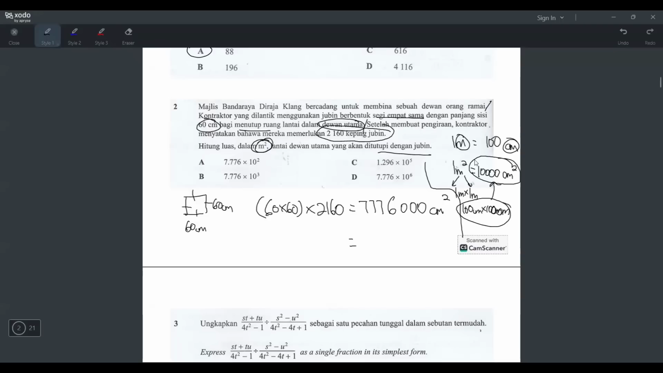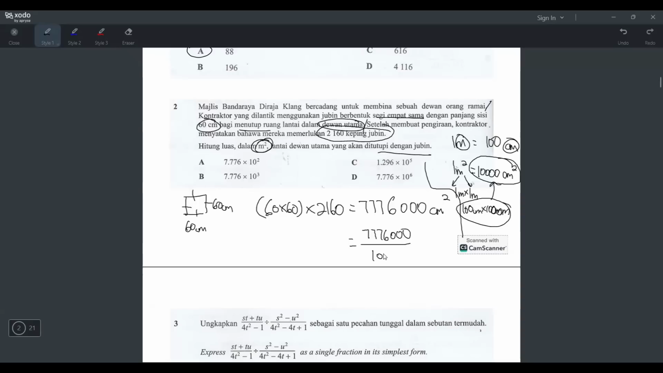So I repeat one more time. 1 meter is 100 cm, but 1 meter square is not 100 cm square, it's 10,000. Because 1 meter square is 1 meter times 1 meter, which gives you 100 times 100, which gives you 10,000. Okay, so can you tell me, if I want to convert cm square to meter square, it means I have to divide 10,000, right? So what I have to do now? Take this value, divide 10,000.